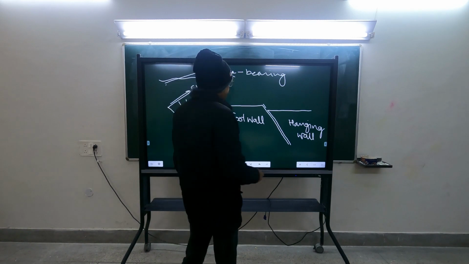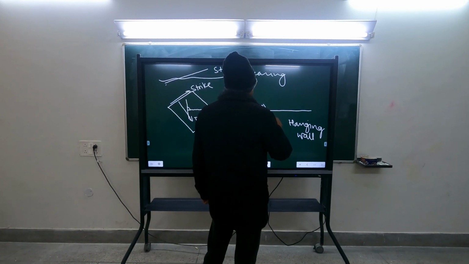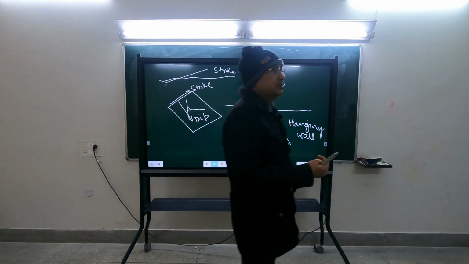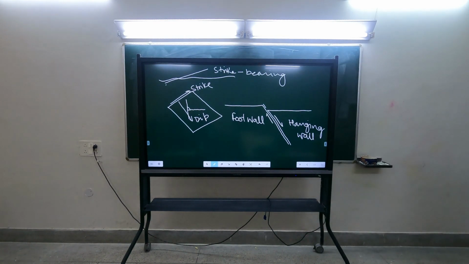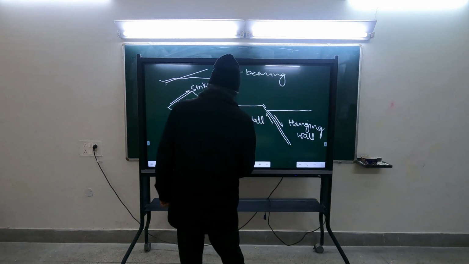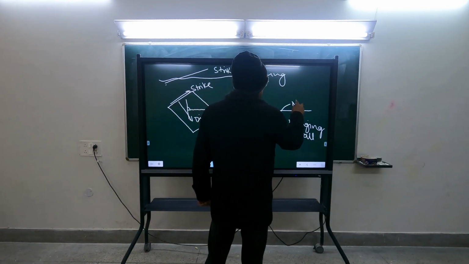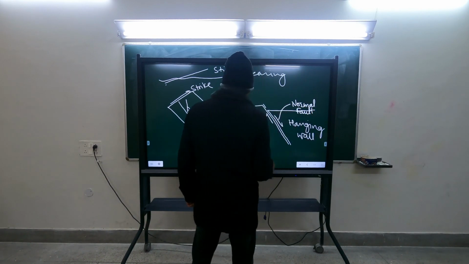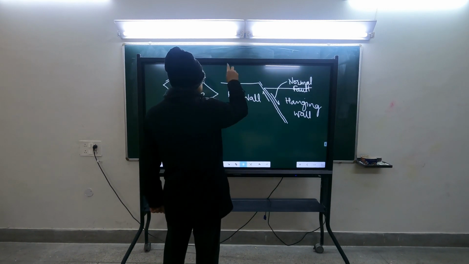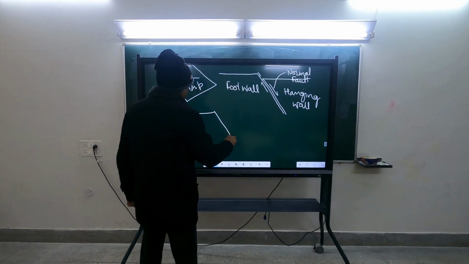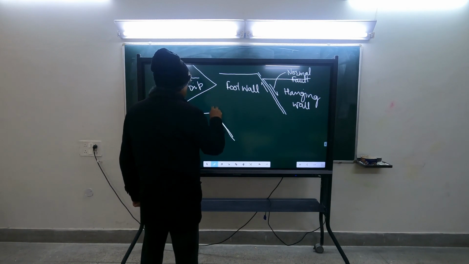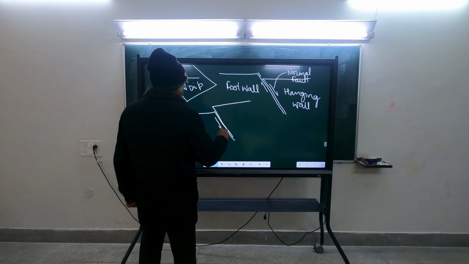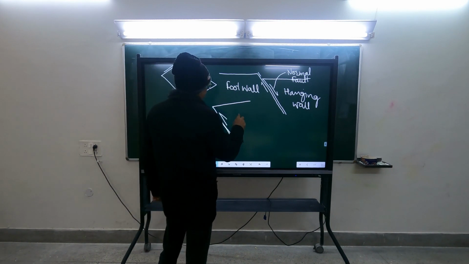And if the movement is occurring like this, the hanging wall is going down relative to the foot wall, then this is normal fault. If it is the opposite of it, this is reverse fault.